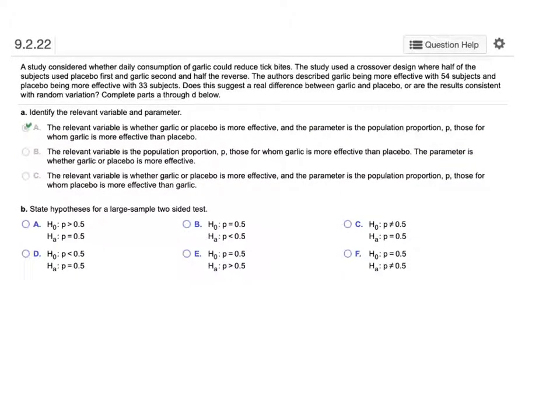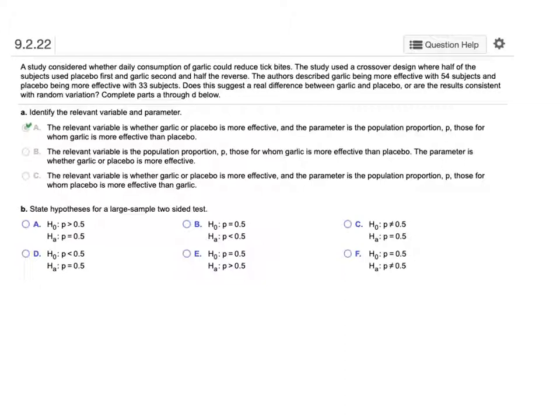So when we're doing our hypothesis test, if we're trying to decide if one thing is more effective than the other, what we want to do is think about what would it mean for there to be no effect. If there's no effect at all of garlic, then if you gave someone garlic or gave someone a placebo, there would be a 50-50 chance that it would help. It would be the same probability that it would help. So that's why we think of P equals 0.5 as being the statement that there's no difference between garlic and the placebo. And so that'll be our null hypothesis.